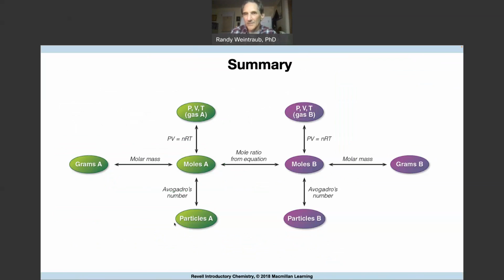So in these examples, we use the ideal gas law to relate the pressure, volume, and temperature to moles of a substance. Once we have the moles, we can relate the moles to any other substance in the equation using the balanced equation. And we'll stop here.